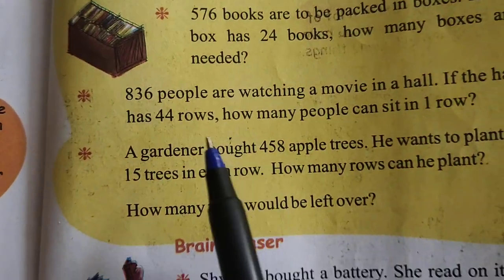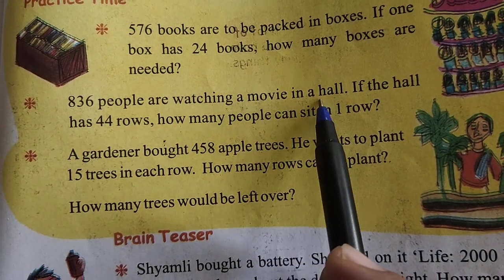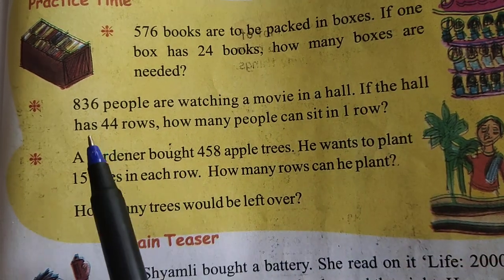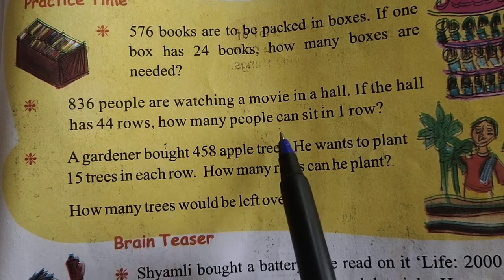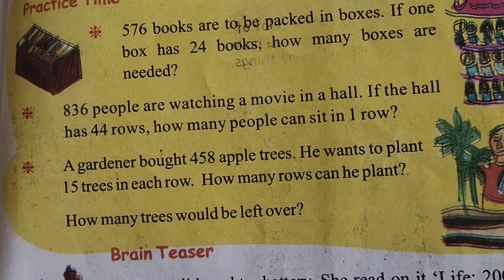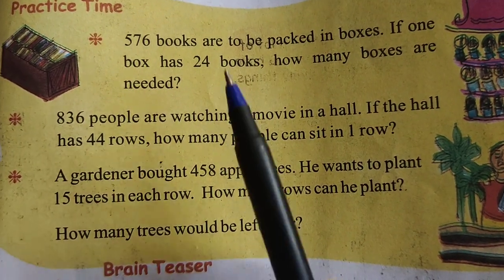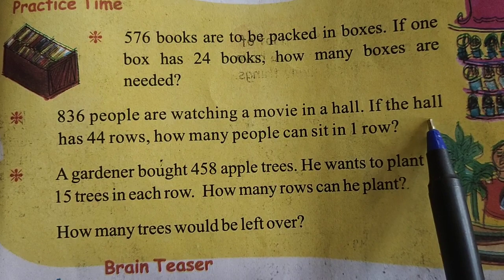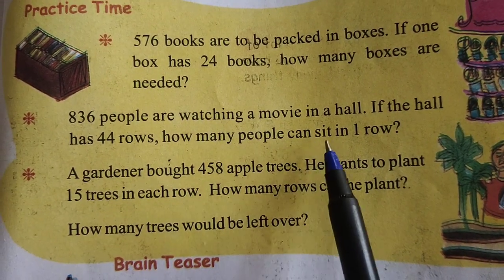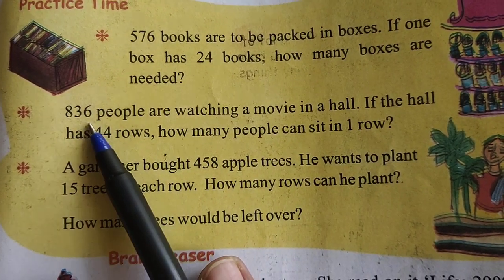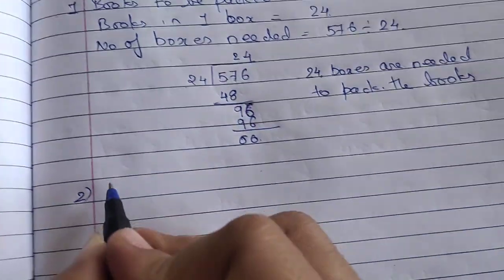Let's see what is that. 836 people are watching a movie in a hall. If the hall has 44 rows, how many people can sit in one row? So we are supposed to divide 836 by 44. We'll write down.